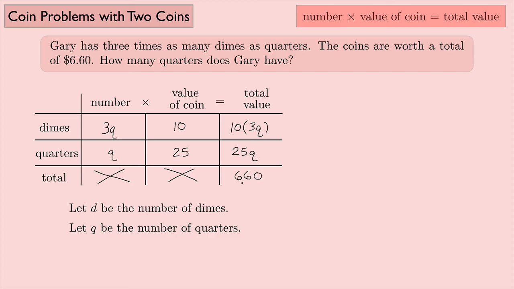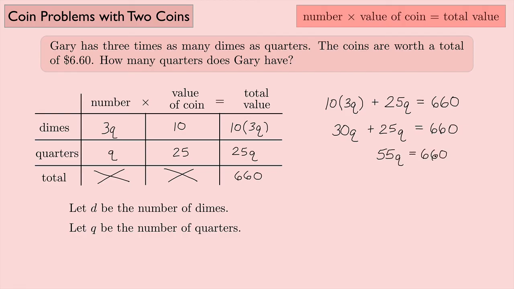And now I have an equation in terms of Q. So I just have this plus this is 660. So that'd be 10 times 3Q plus 25Q equals 660. All right. Let's see, 10 times 3, that's 30. So this is 30Q plus 25Q equals 660. 30 plus 25, that's 55. So this is 55Q equals 660, and then I can divide both sides by 55, and if I do that, I see I have 12 quarters.